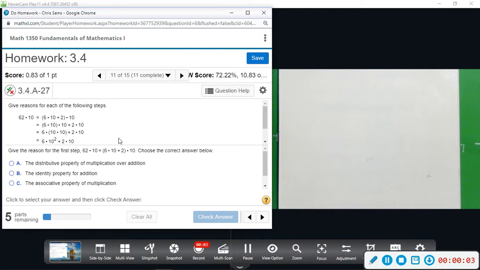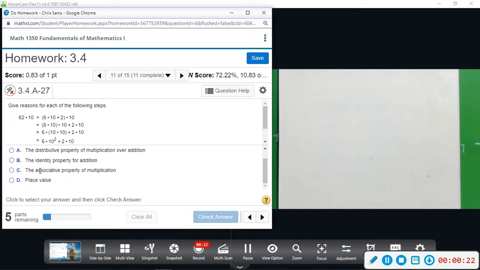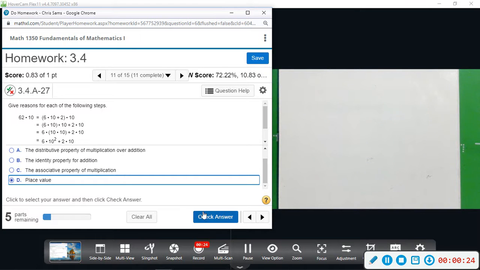Alright, 11, we have 6 parts. We want to explain the reasoning for each step. So part 1, we're given 62 times 10, and it looks like they've spread it out. They've shown 6 times 10 plus 2. So this 6 is in the tens place, so that's place value. Looks like they're trying to get us to see here. So that's the property of place value.